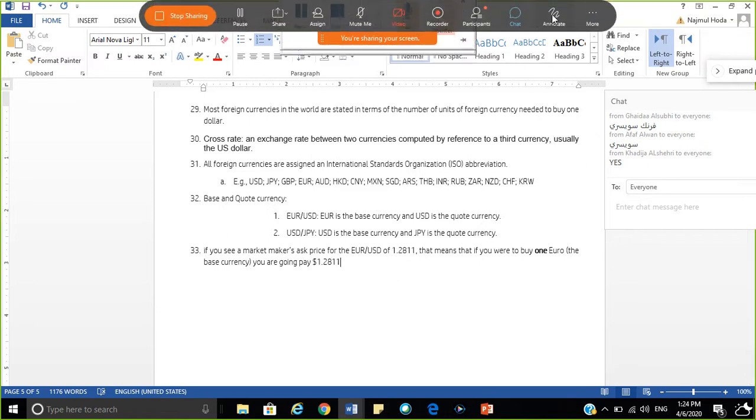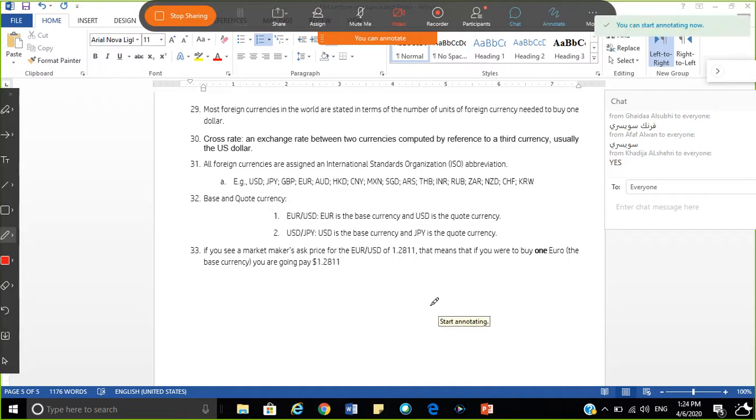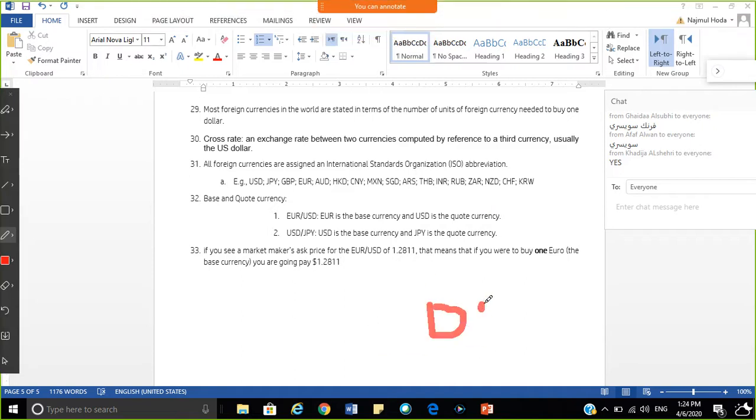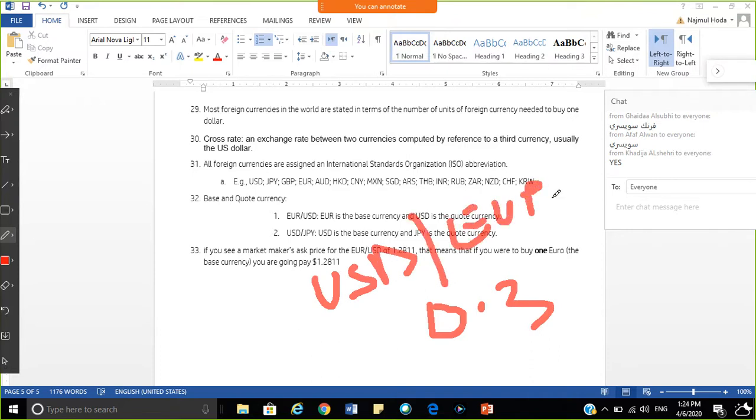Suppose if I write USD and euro as 0.3, what does it mean? It means that in order to buy 1 USD, how many euro should I pay? I should pay 0.3. So this becomes the base currency and this becomes the quote currency. So this is how the quotation is done.